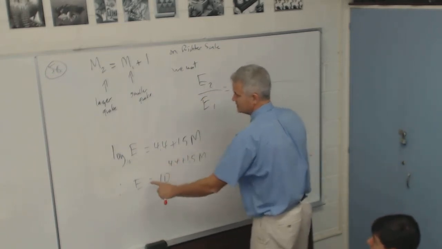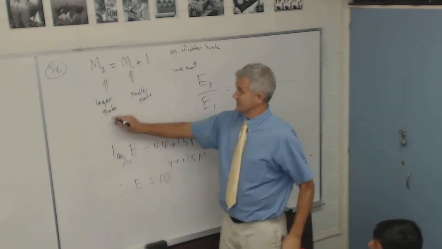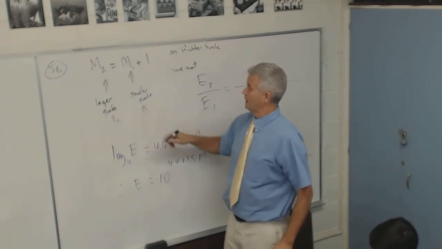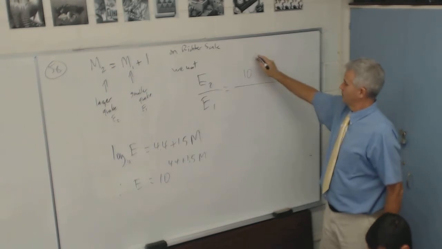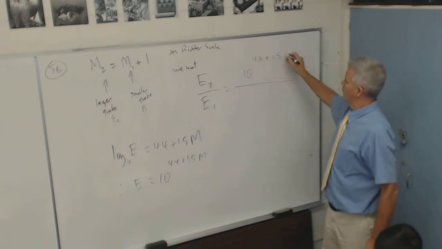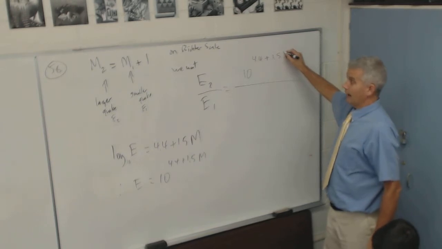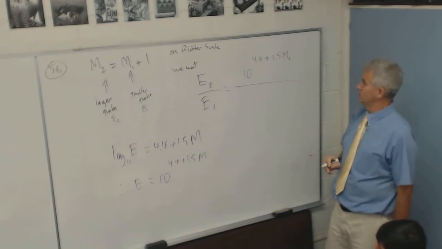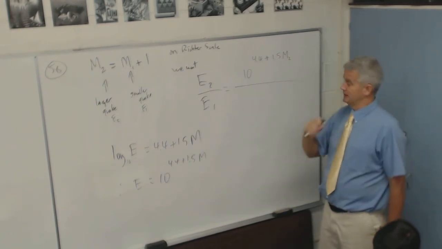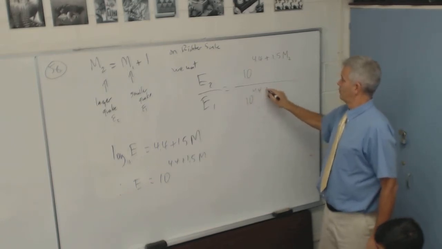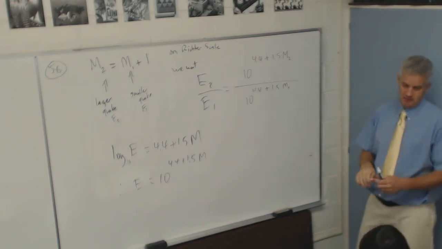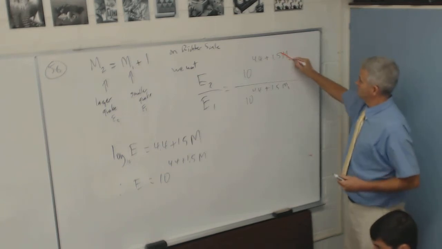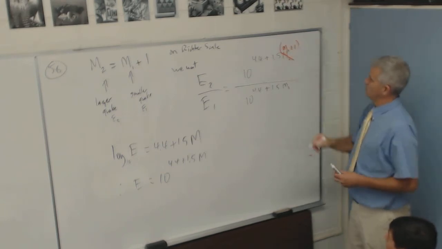So in the second case, this is the larger quake, the smaller quake. What do I write for E sub 2? 10 raised to the 4.4 plus 1.5, actually, we're going to say M sub 2. Whatever the Richter scale number was, M sub 2. Okay, and what about E sub 1? 10 raised to the 4.4 plus 1.5 m sub 1. Good. But what do they say about M sub 2? That it's 1 more than m sub 1. So I'm going to cross that out, and I'm going to put M sub 1 plus 1 right there.